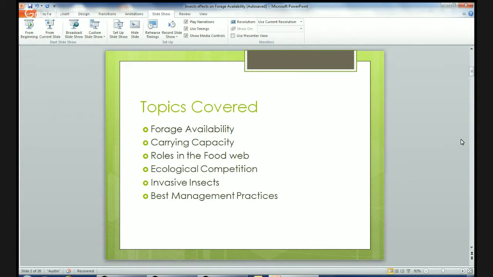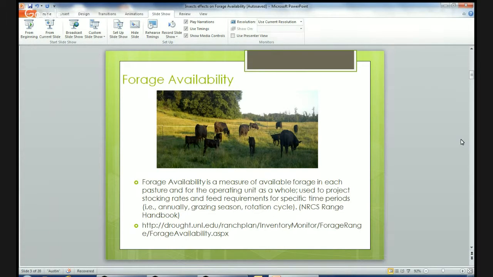So this is a picture of some of my cows as they're enjoying some forage. That's maybe not the best stand I've ever had them in as I've turned them out, but it's adequate, it looks like. Forage availability is the measure of the available forage on each pasture or paddock, and for the operating unit as a whole, used to project stocking rates. So basically, how many cows can we have out there and make sure that they're having the proper body condition score.